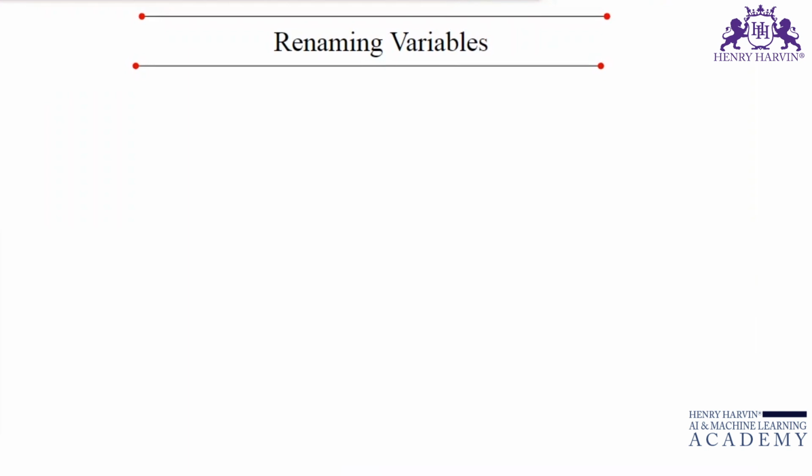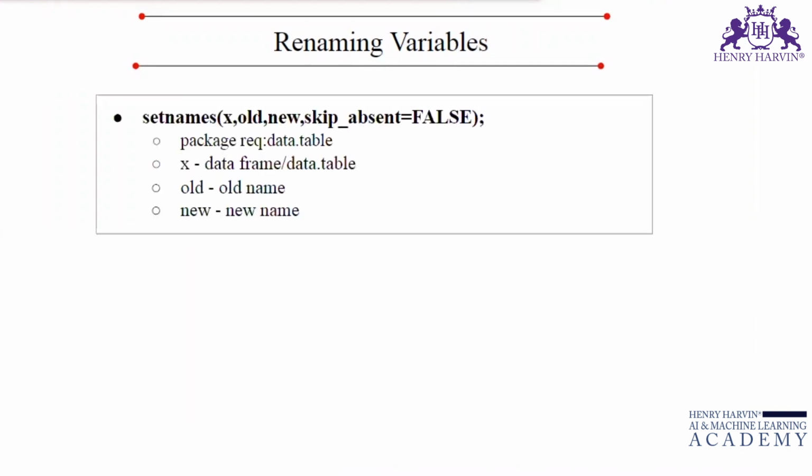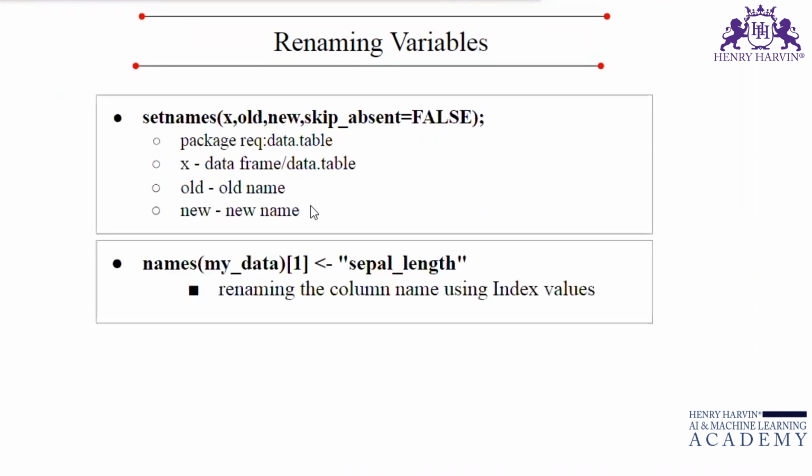The first method to rename is using the setNames command. It is used with the package data.table. The input for this command is either a table or a data frame. You should have an old name vector and a new name vector that you want your columns to be renamed to. The next command that we use is the names command.